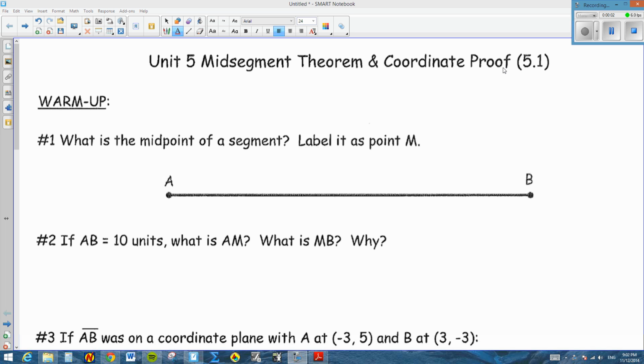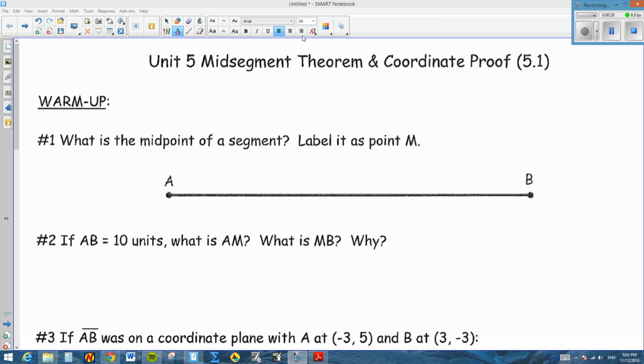Unit 5, we are learning the midsegment theorem and the coordinate proof, 5.1. In this lesson, we do the warm-up first. Warm-up question number 1: what is the midpoint of a segment? And label it as a point M.